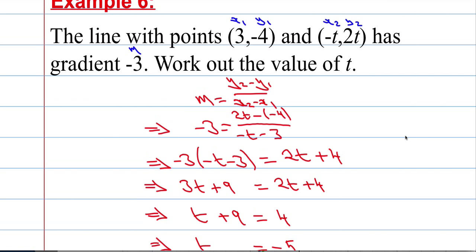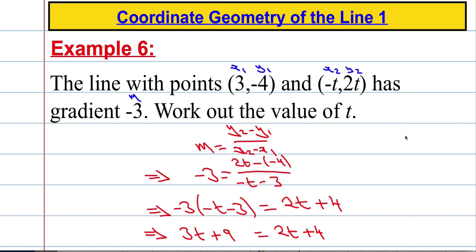Okay, now I'll just wrap up with one last comment. It has absolutely no impact on the question if you were to decide that you're going to call this x2 and this y2 and this x1 and this y1. If you follow the same method, you will end up with the same answer. So ultimately, it doesn't matter which way you label them, so long as you are consistent in what you do.